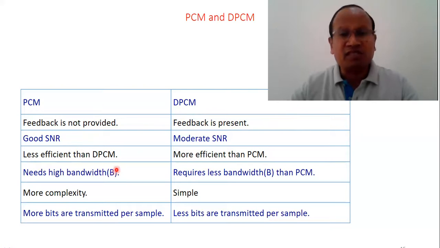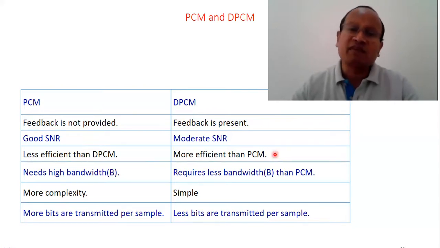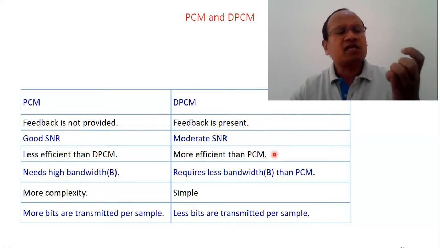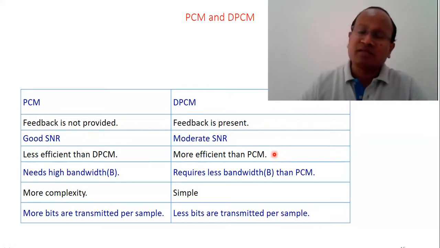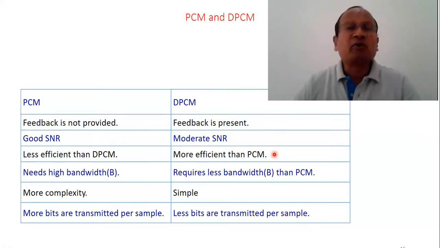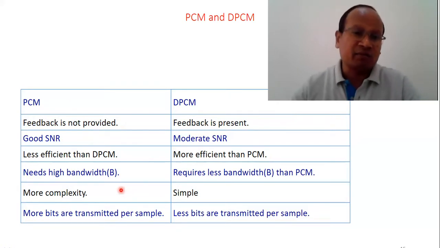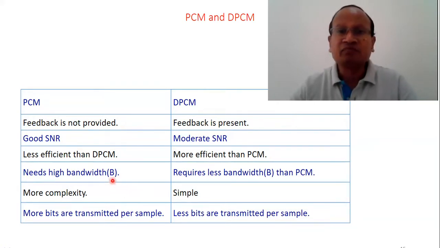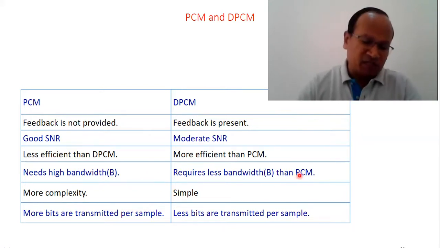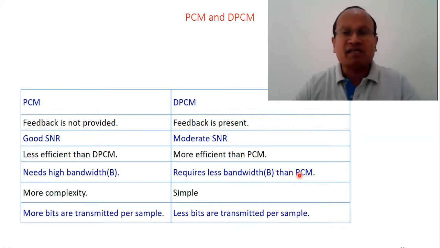PCM is less efficient than DPCM. DPCM is more efficient than PCM. In terms of efficiency, we always bother about improved bit rate, lesser bandwidth, especially bandwidth utilization. Bandwidth saving is there in DPCM. That's what we are calling it better or more efficient. PCM needs higher bandwidth, as I've already told you, and DPCM requires lesser bandwidth. In DPCM, the bandwidth required is less.